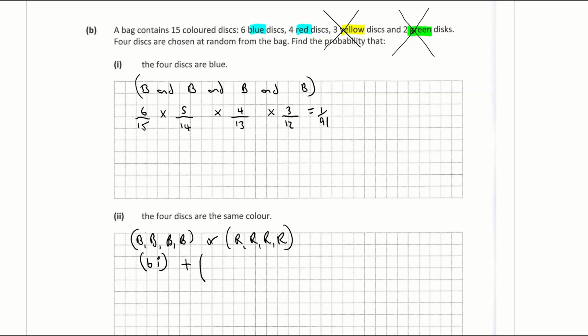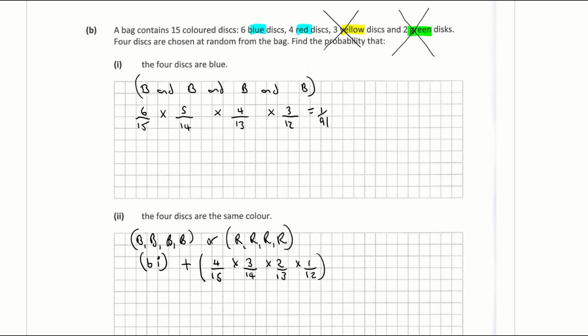So there's 4 reds in the pack. So my first colour is going to be 4 out of 15. I remove one of the reds. That leaves me with 3 out of 14 remaining in the pack, and so on. So 2 out of 14, and then the final red, which is 1 out of 13. Sorry, I made a mistake there. It should be 15, 14, 13, and 12.